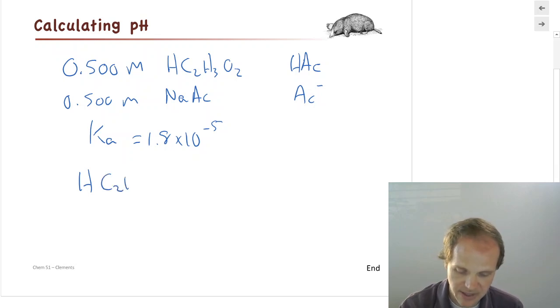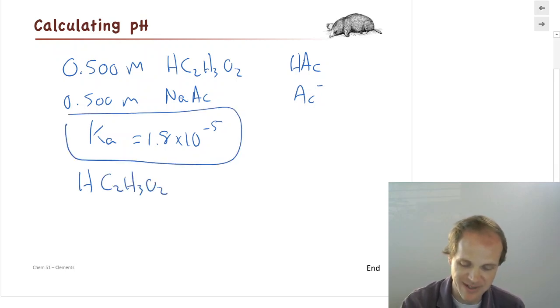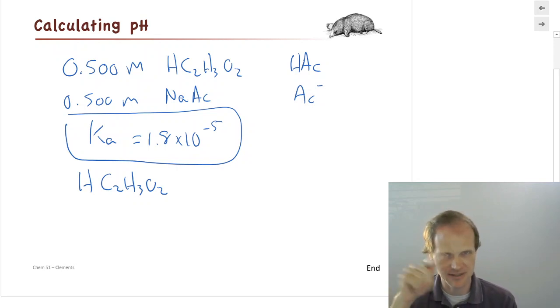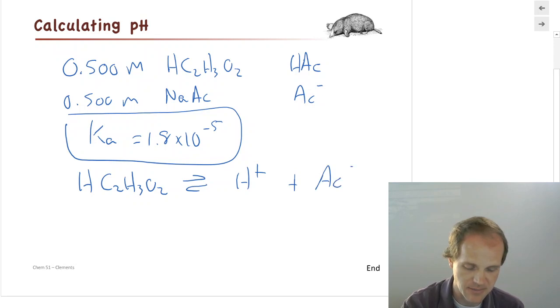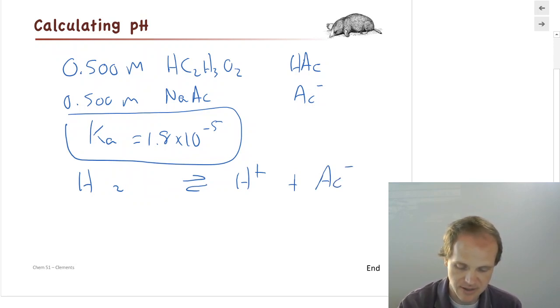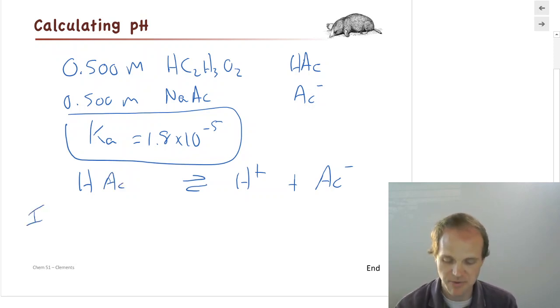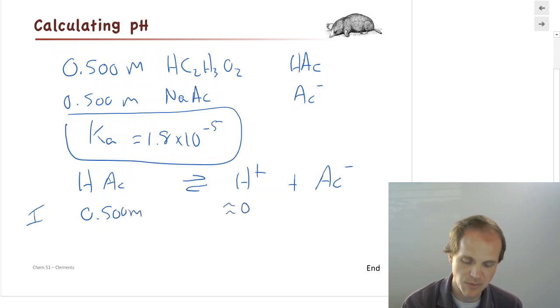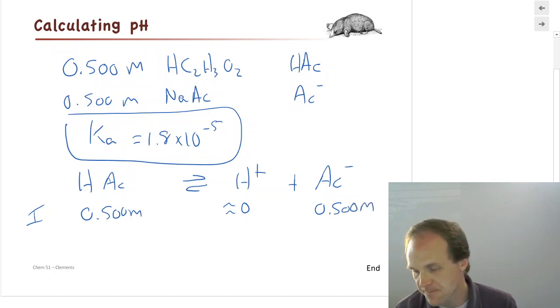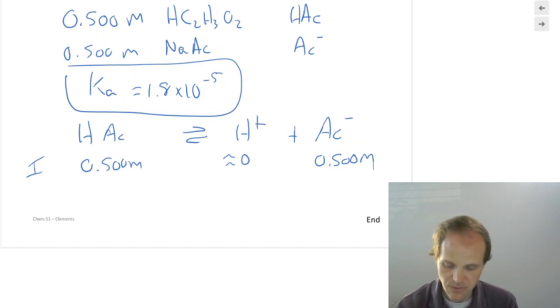All right, so let's do an ice table. We've got HC2H3O2, right? How do we also know that? Right, we had a K, big K. If you have a K, you have an equilibrium. So we've got HC2H3O2 going to H plus and AC minus. Let me go ahead and use my AC notation here. HAC. What do we have? Well, in our initial concentrations, before we were just saying, hey, we've just got some acid, we're good. But now we've got some acid and some base. We've got 0.500 molar of this. We do have some of this from the water, but let's ignore it for now and see what happens. 0.500 molar of that.